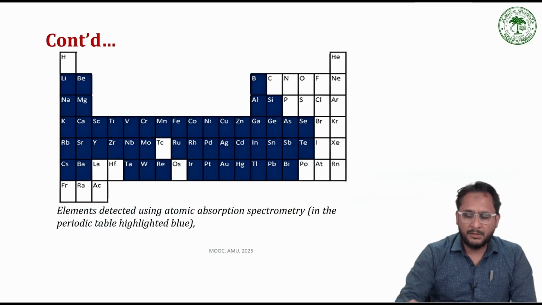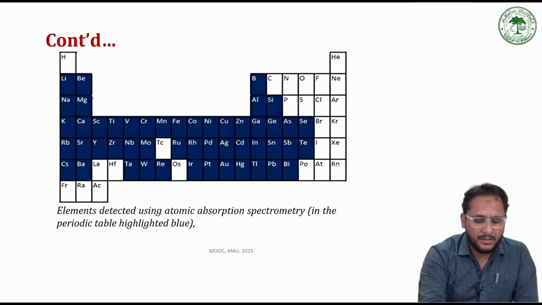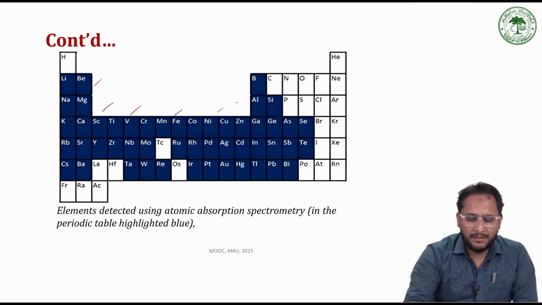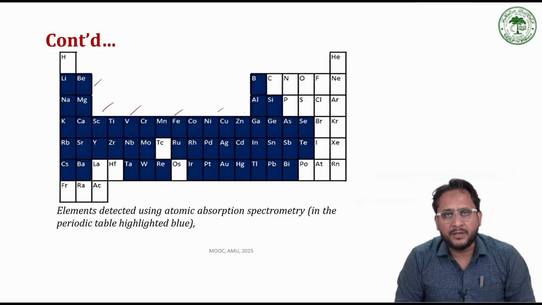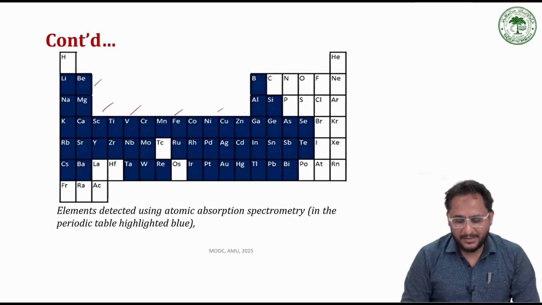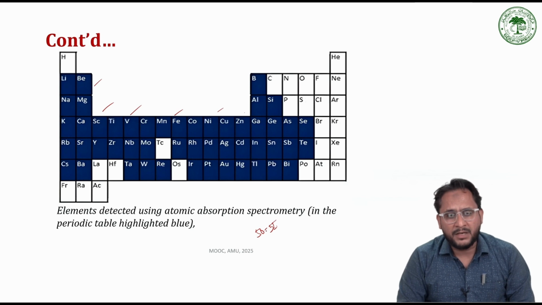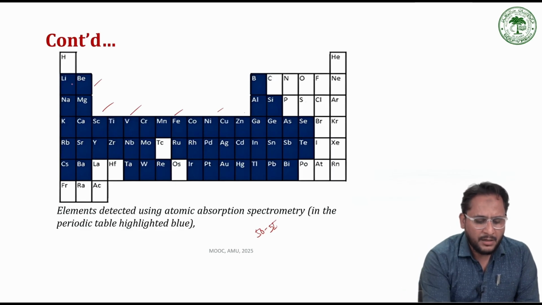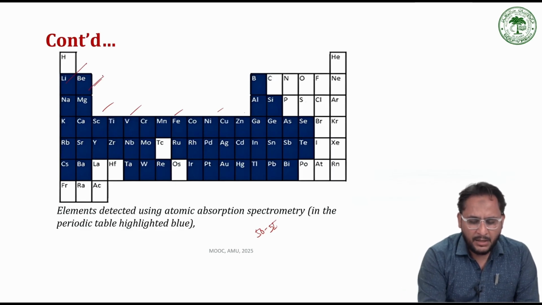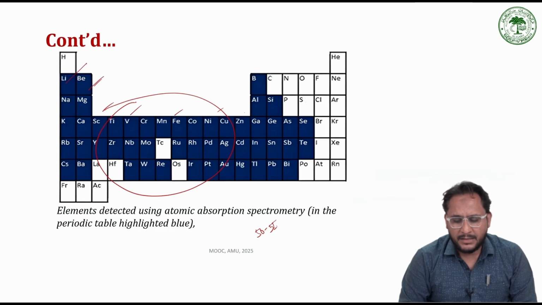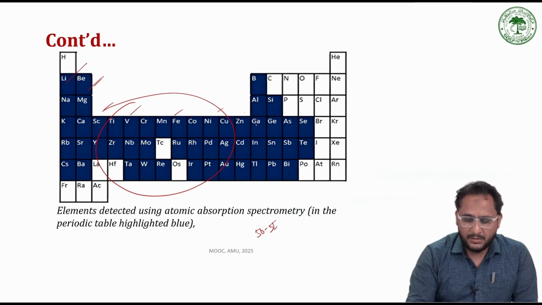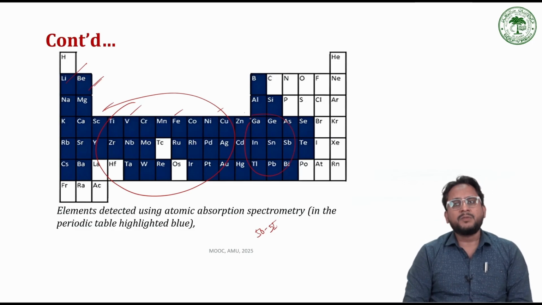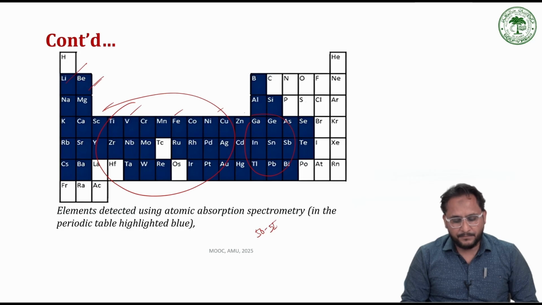In this periodic table, you can see all these blue color elements, they can be detected with the help of atomic absorption spectroscopy. And as I said, around 50 to 55 elements comprising mainly of metals and a few metalloids can be detected with the help of atomic absorption spectroscopy. We have here the alkali metals, alkaline earth metals, and the majority of the transition metals that can be detected, and various other metals can be analyzed with the help of the AAS technique.